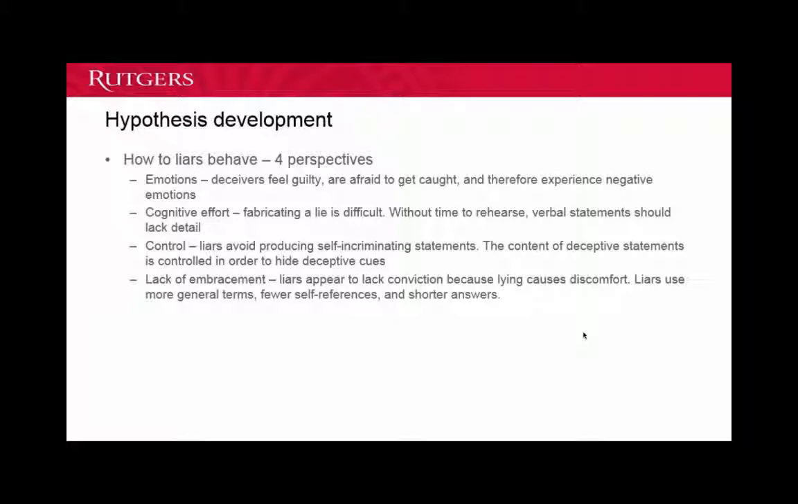And then there's this idea of lack of embracement, where liars aren't able to produce the conviction necessary to tell a good lie. It makes them uncomfortable. And so maybe they have really abbreviated answers. So this is what happens when I'm lying to my mom. She'll look me in the eye, and all I can do is shake my head or nod my head. But I know that if I try to give a detailed response, she'll be able to tell I'm lying.